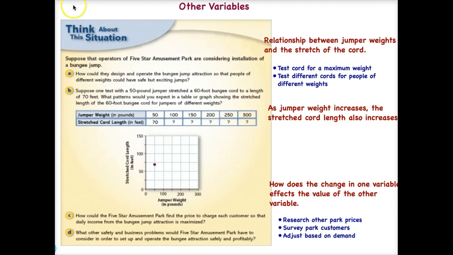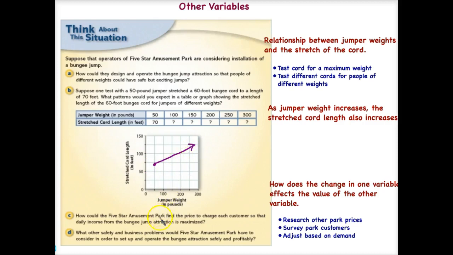Let's examine the table now. So if we have a jumper weight of 50 pounds, the cord length stretches to 70 feet. And I've gone ahead and plotted approximately where that first point would lie, and that's right here. What can we predict is going to happen? Well, as our jumper weight increases, what will happen to our stretched cord? Most likely the stretched cord will also increase, and we'll get a graph that rises from left to right.